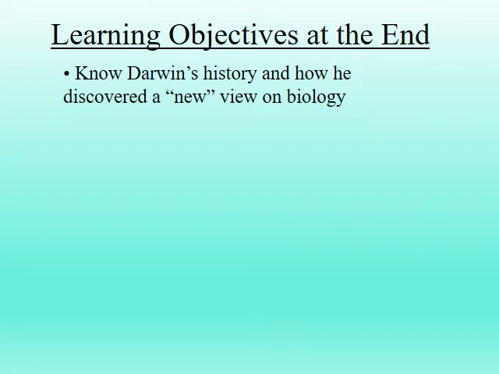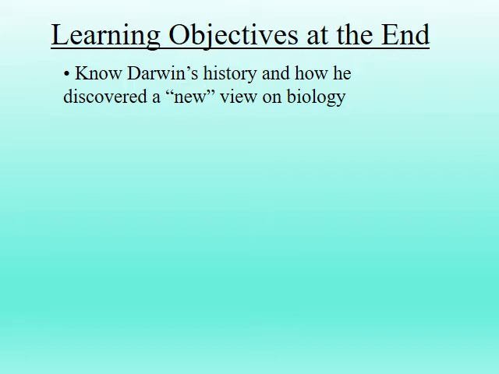Today we're going to be talking a little bit of history about Darwin and how he discovered a new, and I put new in quotes, view on biology. Now, keep in mind when we say Darwin discovered a new view on biology, it's kind of like saying Christopher Columbus discovered America. The place was already there, it's just he's the one we give credit to for discovering it for all major intents and purposes.